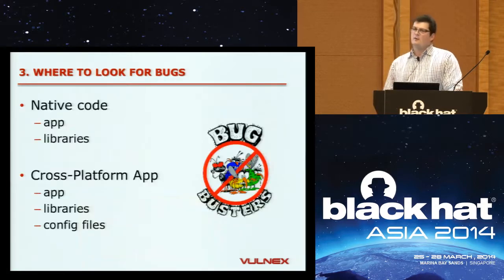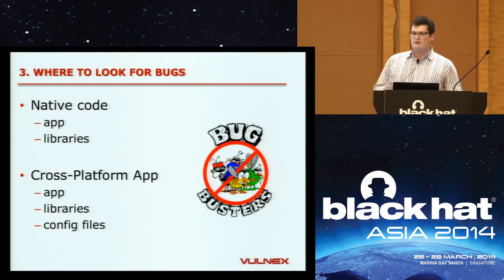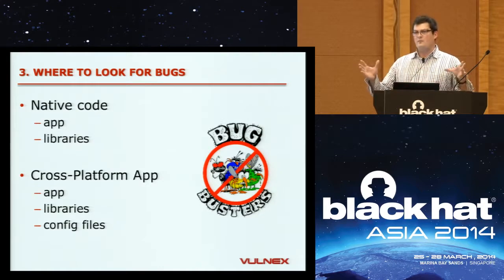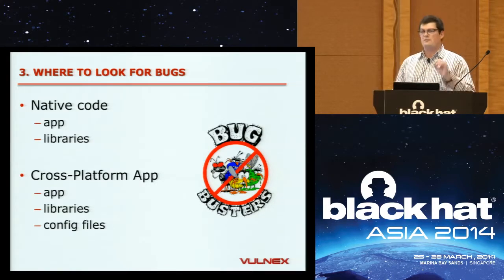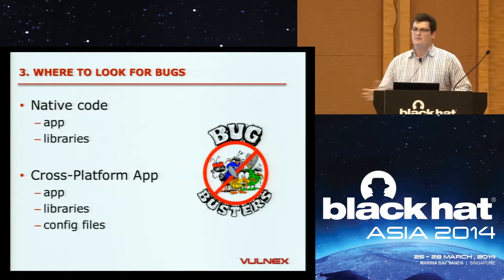So now when we're looking for bugs, we have the native application binaries and libraries, but we also have all the cross-platform technology, right? We have the cross-platform applications, libraries, and configuration files. So now the attack surface is quite wider, and we have more chances to attack an application, because we have the native application and then the cross-platform technologies as well. So the attack surface is wider.